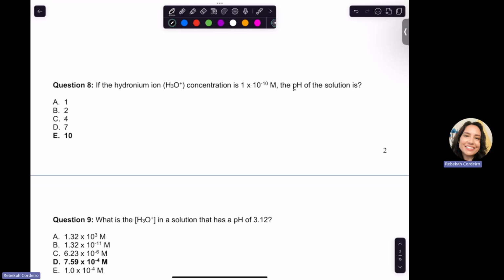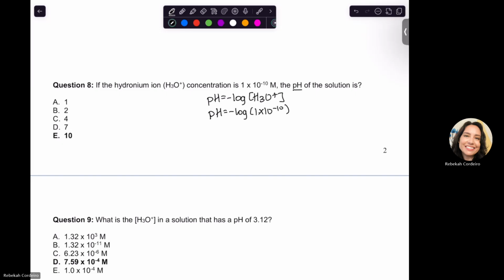Question 8, asking for pH. The formula on your formula sheet for pH is negative log of hydronium. So pH is negative log of H. P just means negative log. So pOH is negative log of OH. And then we're going to plug in the number into the calculator. And then we'll get our answer.